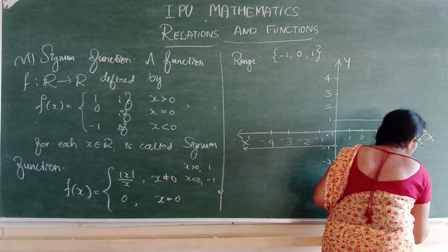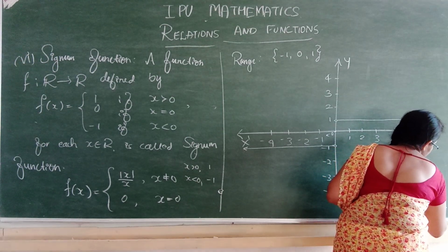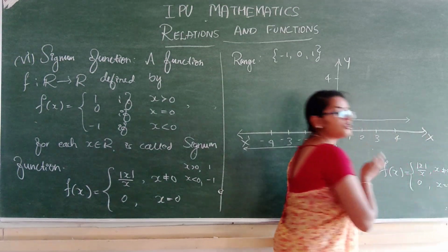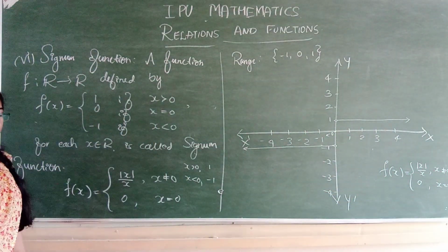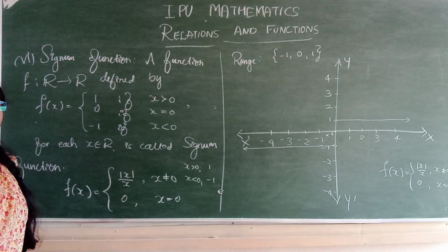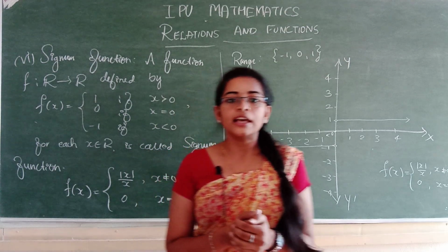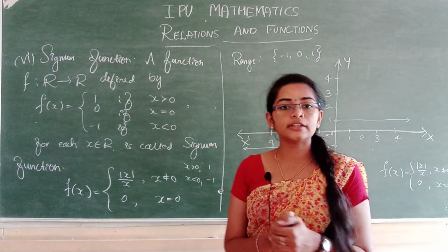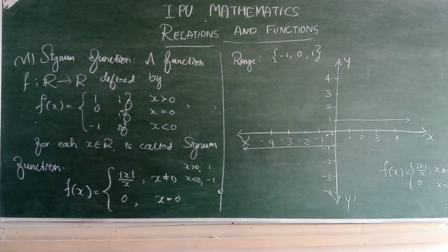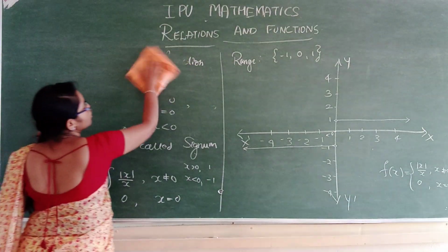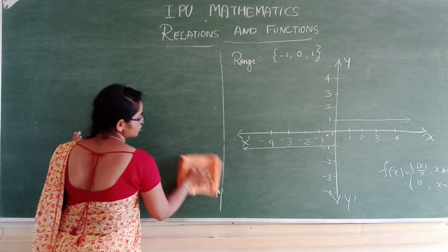f of x is equal to mod x divided by x for x not equal to 0, and 0 if x is equal to 0. This is the graph of the signum function. So I hope this is clear to you. Now let's move on to the next type of function, that is the greatest integer function.